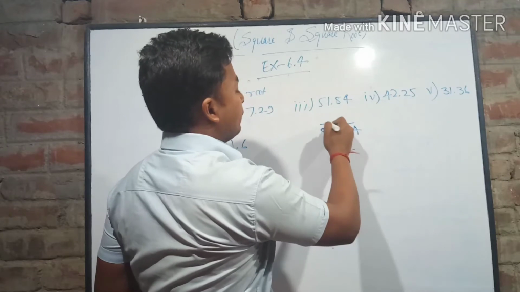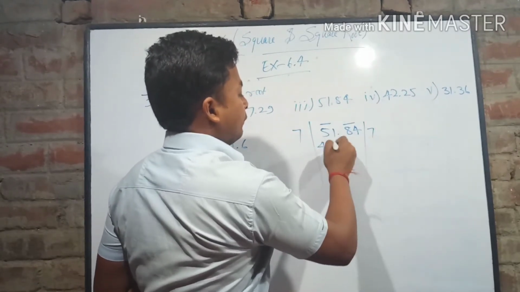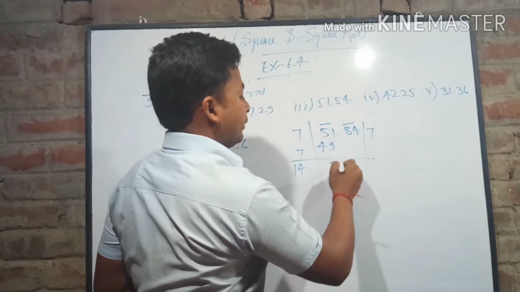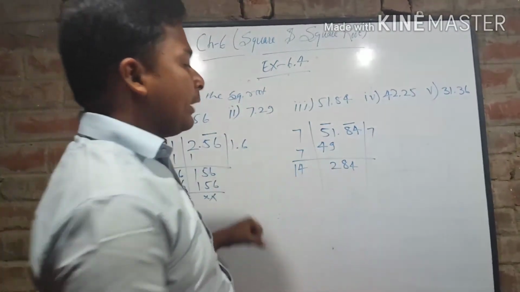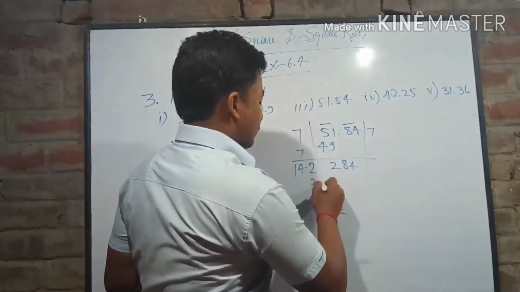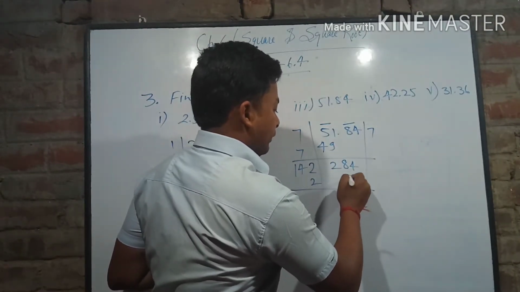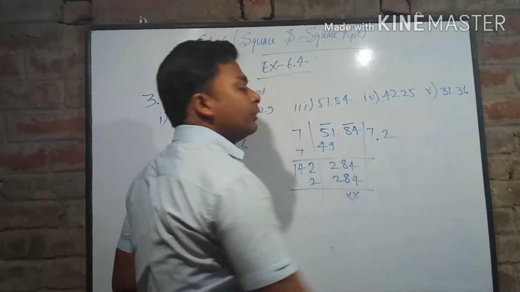If we pair up from here, it is 7, 7 7s are 49, 2, 14, 84. Now it is 4. So it will be either 2 or 8. If we multiply 2 with 4, 8, 2, we get the same number. So the answer is 7.2.